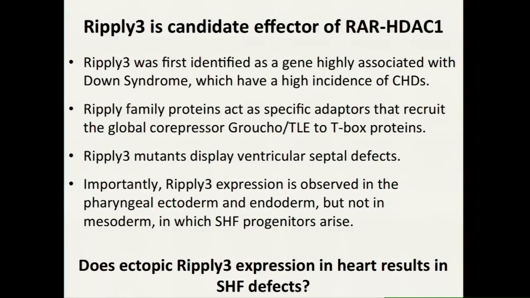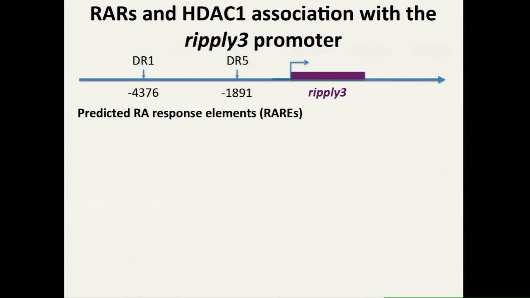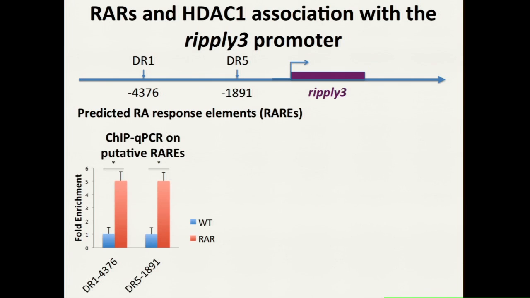To address this question, we first asked whether the RA receptor and HDAC1 actually repress Ripply3 expression. We predicted two RA response elements in the 5 kb upstream of Ripply3, and we found the two sites were enriched in RA receptor ectopically expressed embryos by ChIP qPCR. Since we know HDAC plays a transcriptional repressor role through histone modifications, we would like to know whether the histone modification changes when HDAC1 is lost at the two sites.